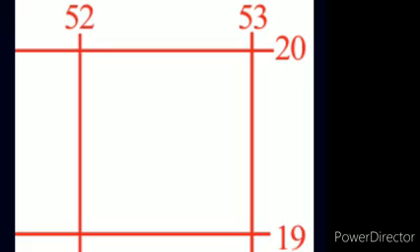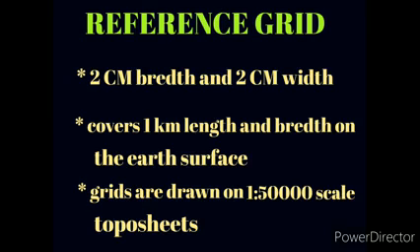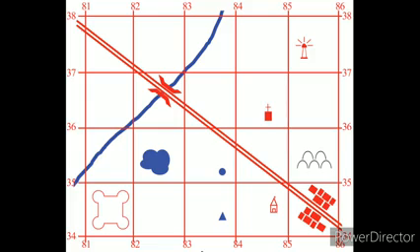The grids formed by the eastings and northings are called reference grid. A grid has 2 cm width and 2 cm breadth. It represents 1 km length and 1 km breadth on the Earth's surface. The grids are drawn on 1:50,000 scale topo sheets. Then let's find how we can make use of these grids for the precise location of small geographical areas in topo sheets. Watch the model grid given there.